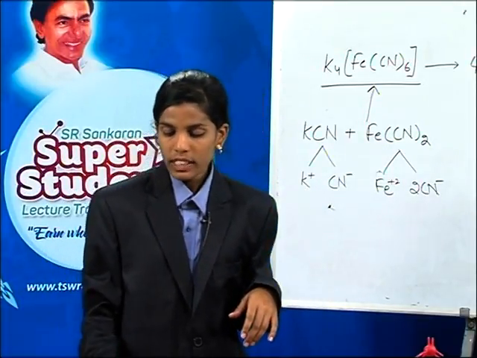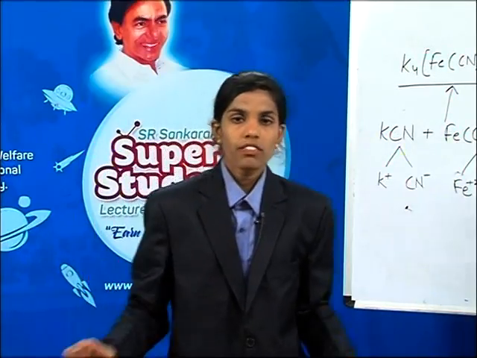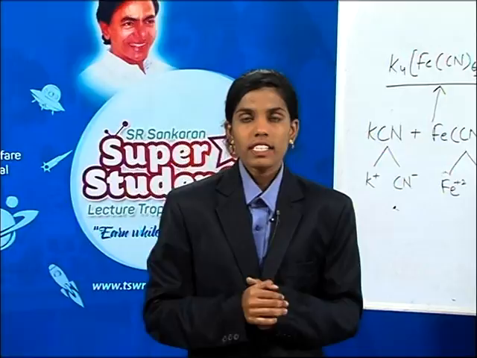Let us see the coordination compound here. The example of the coordination compound is potassium hexacyanoferrate 3, and these are also called addition compounds. They exist in crystalline state, and when dissolved in water or in a suitable solvent they do not give their constituent ions. Friends, here we want to observe one thing, that all compounds do not ionize only in water. Some have different properties. They ionize in some suitable solvents.